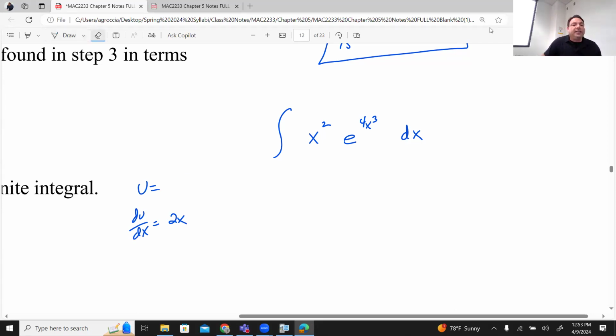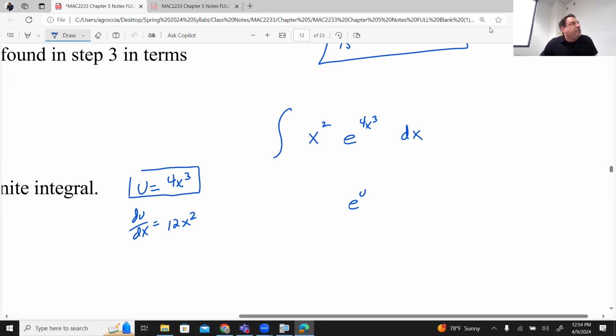All of that is leading you to think that u is going to be 4x to the 3rd. Why? It becomes e to the u, much simpler. And the derivative is 12x squared. See how those clues are leading you to the correct one? Okay? Now, I'm not saying we're done by any means, but the u is going to be 4x to the 3rd. Why? It makes my life easier.